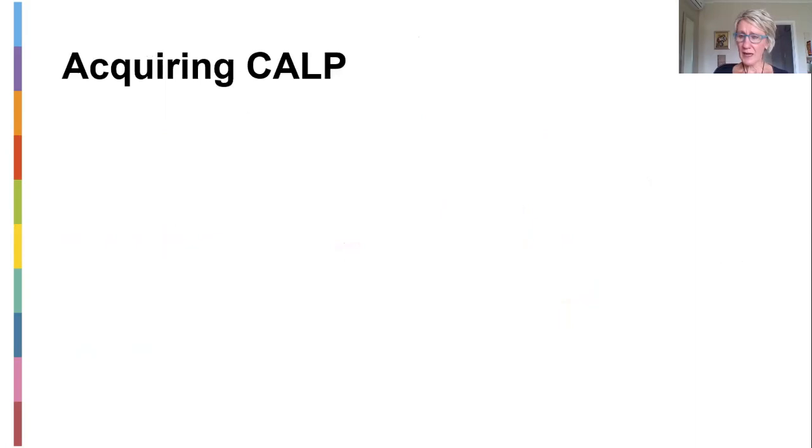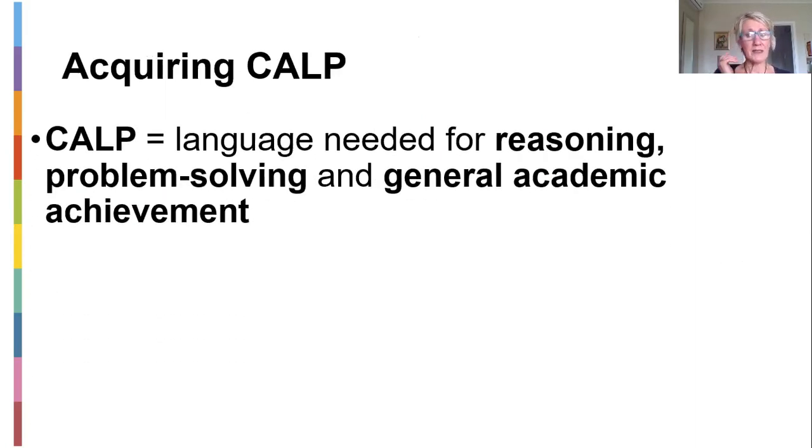So how do we acquire CALP, the cognitive academic language proficiency? It's a language we need for reasoning, which is more complex, hard, giving reasons for things, reasons why not, reasons for, how to solve problems. It's our general academic discourse that we need, which is a more formal, context-reduced, abstract type of reasoning, and it's very, very structured.